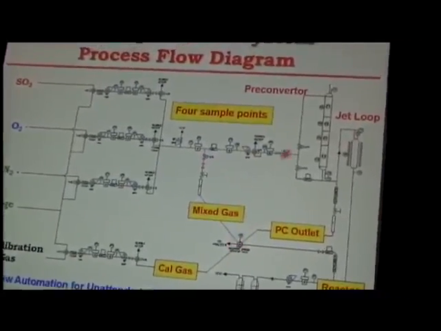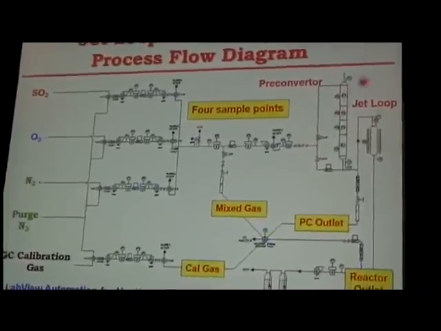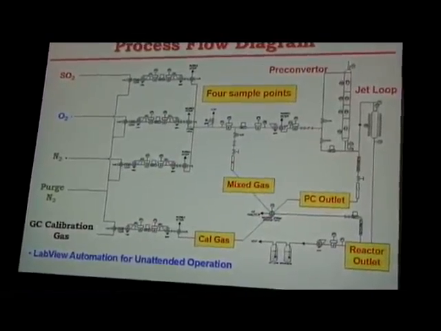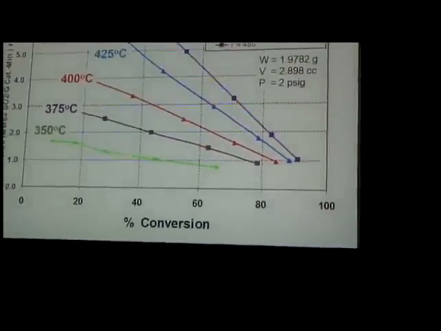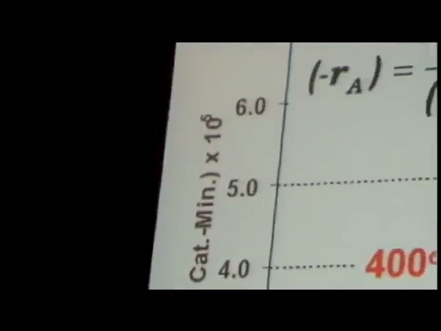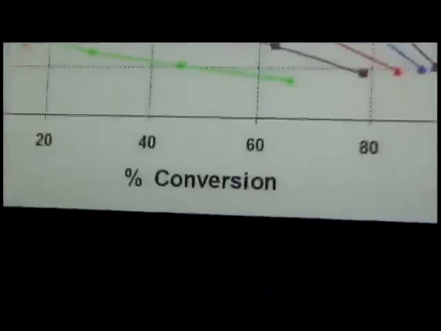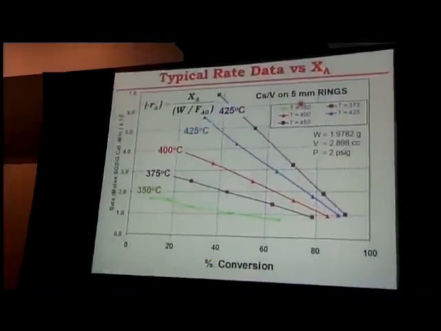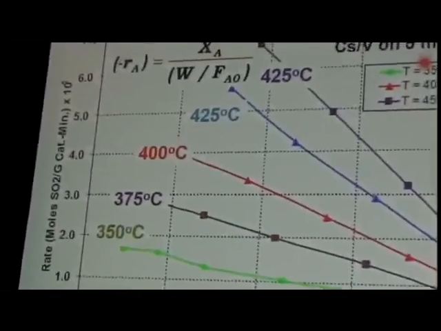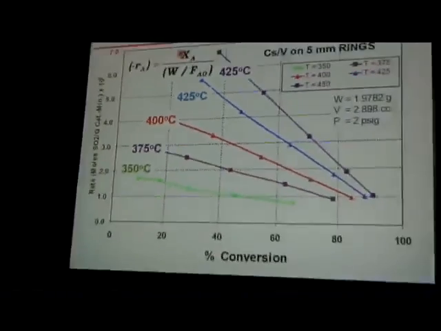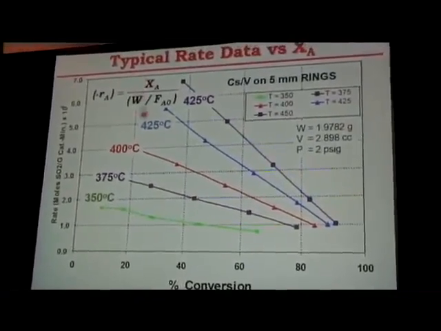Now shown here is the case when water was injected, and there was a pump that was here and that was used to inject water, so we could examine not only the wet gas process, but the dry gas process as well. Now this shows typical rate data that was obtained in the system here using a cesium-vanadium type of catalyst on 5mm rings, where these data correspond to the rate as conversion at a series of temperatures. And of course you can see right away what is the real simplicity of using such a device, because the rate can be very easily computed from the measured conversion in the W over FA naught data.